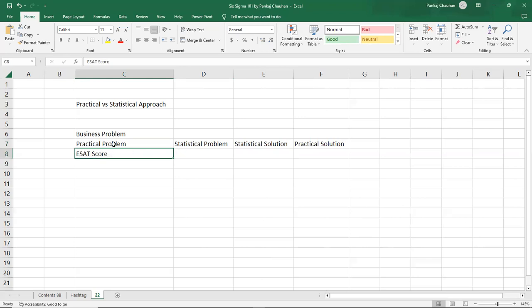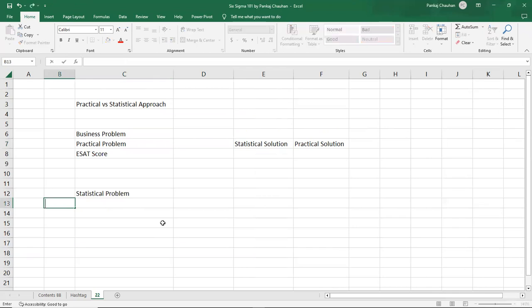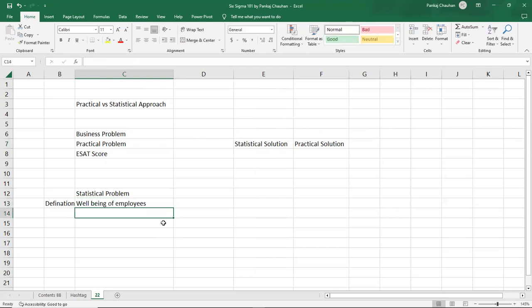So when you convert this practical problem, employee satisfaction score, into the statistical problem, what you will be doing is, you need to understand what is the scale, what is the definition of employee satisfaction score. The definition is that, suppose this is the well-being of employees. This is the well-being of the employee within the organization. Now, what is the scale you are using? Let's say you are using a scale of 1 to 8.